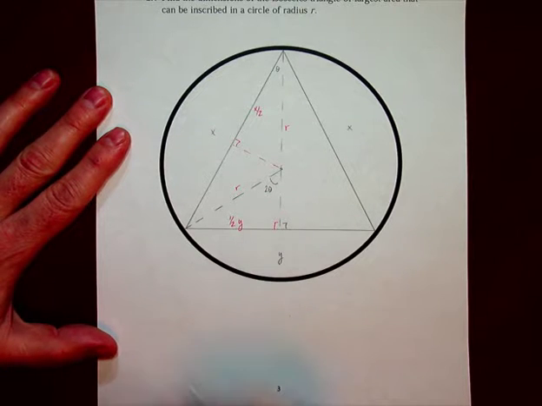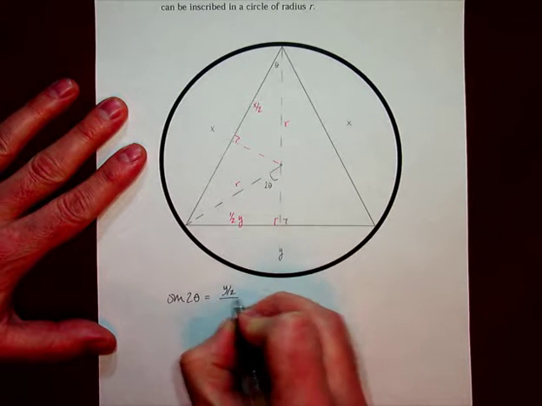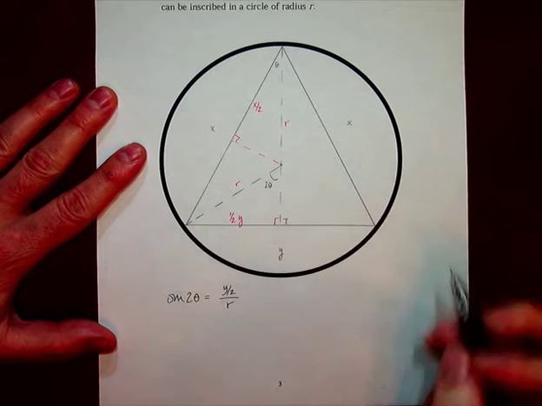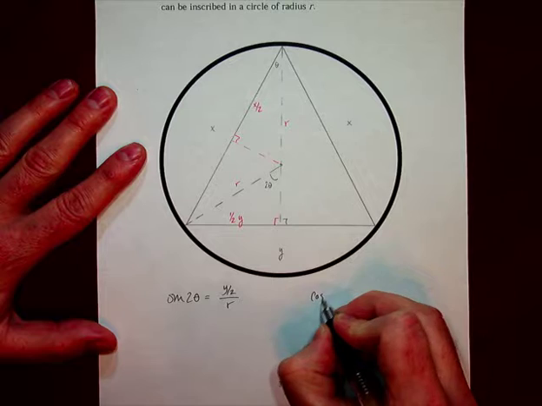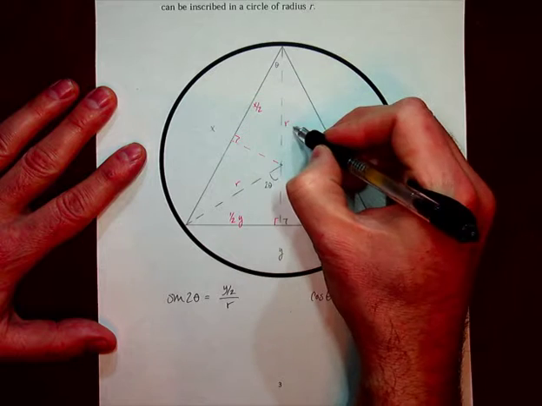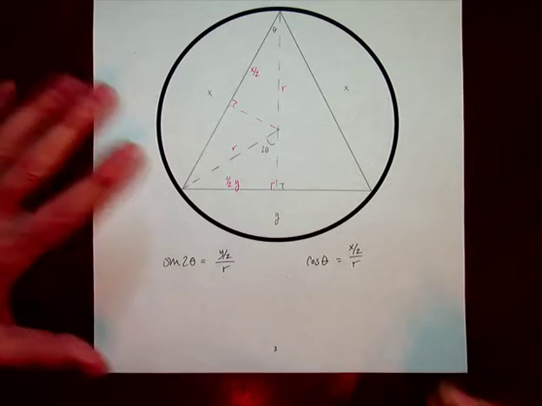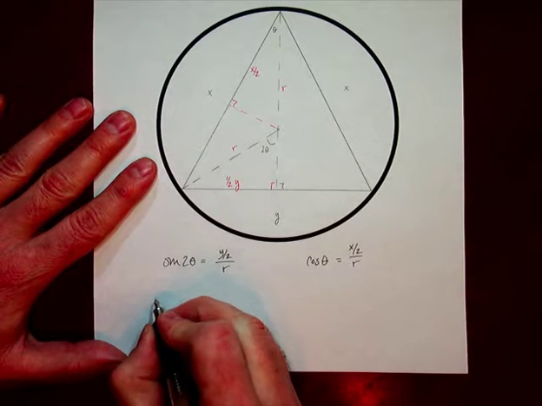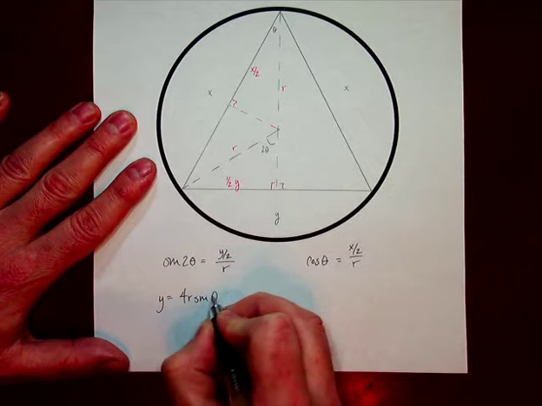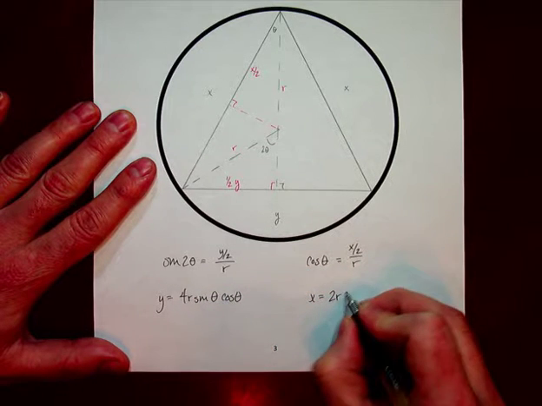And so what I have is sine of 2 theta is equal to y over 2 over r, right? So opposite over hypotenuse from this 2 theta right here. I also have cosine of theta from this theta right up here is adjacent over hypotenuse, or x over 2 over r. Now, if I do a whole lot of finagling, what that basically gives me is y is equal to 4r sine theta cosine theta, and x is equal to 2r cosine theta.